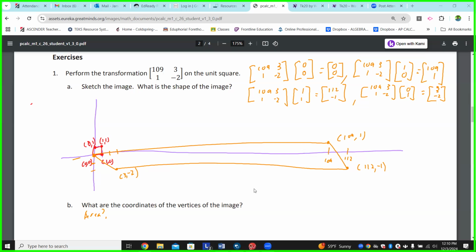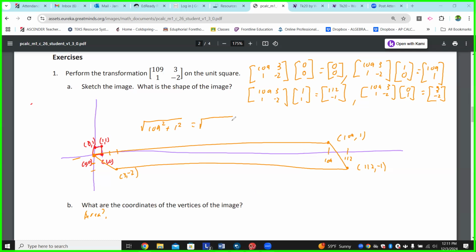I'm going to show you two different ways. This is the more complicated way. So if I wanted to find the area, I would first need to find this length. To find this length, it would be the square root of 109 squared plus 1 squared, right? Because this would be 109 units this way, 1 up.